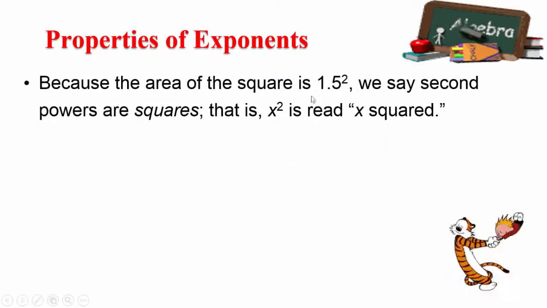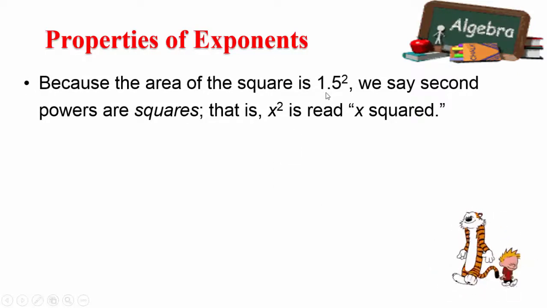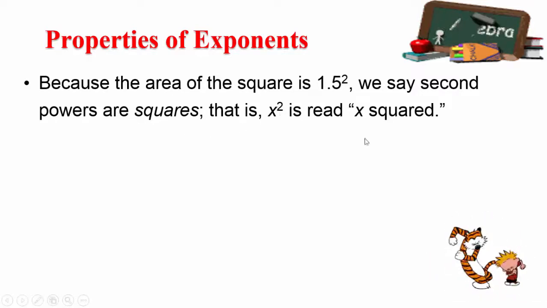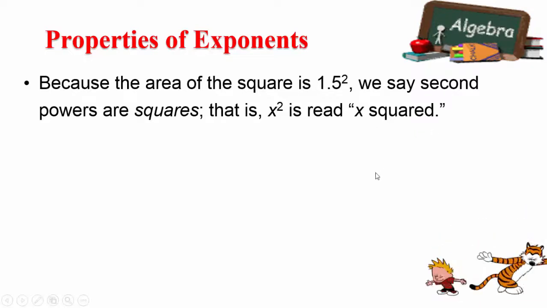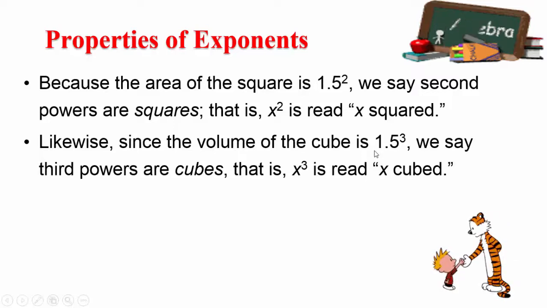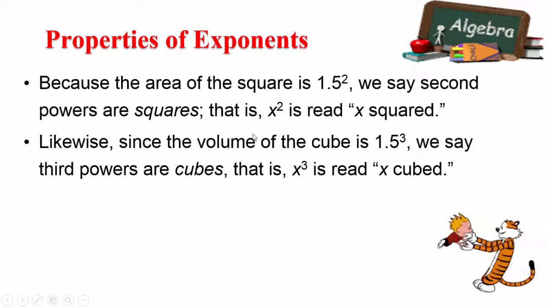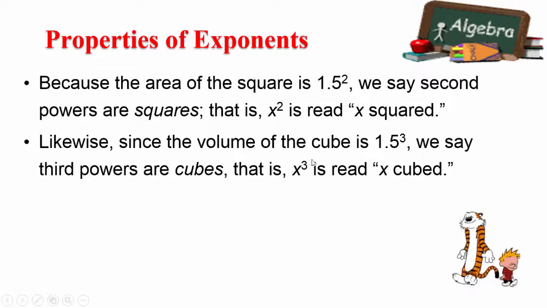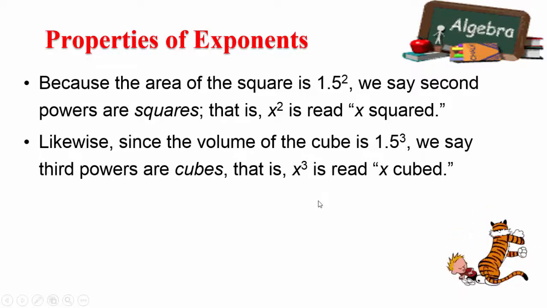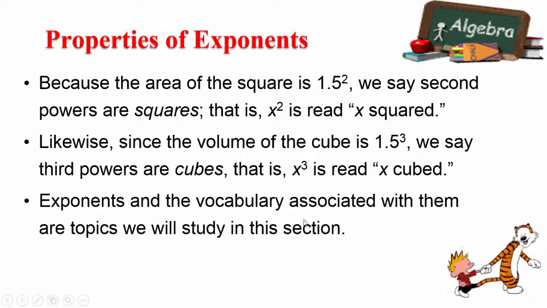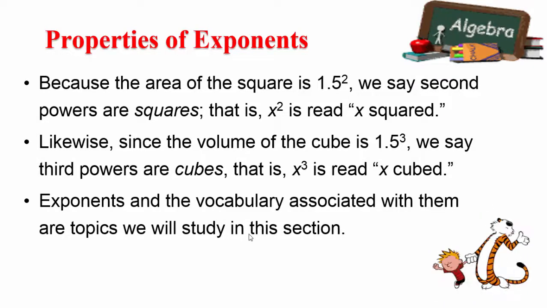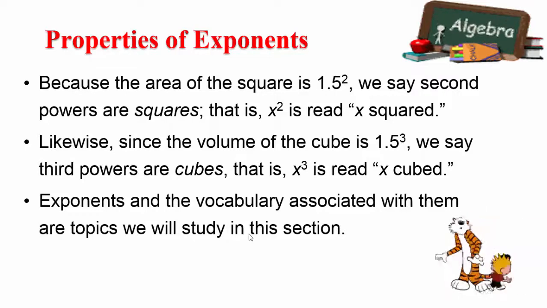So because the area of the square is 1.5 squared, we say that anything to the second power is x squared. And similarly for our cube, we say things are cubed if x is to the third power, and we call that x cubed. So exponents and the vocabulary associated with them are topics that we will study in this section.